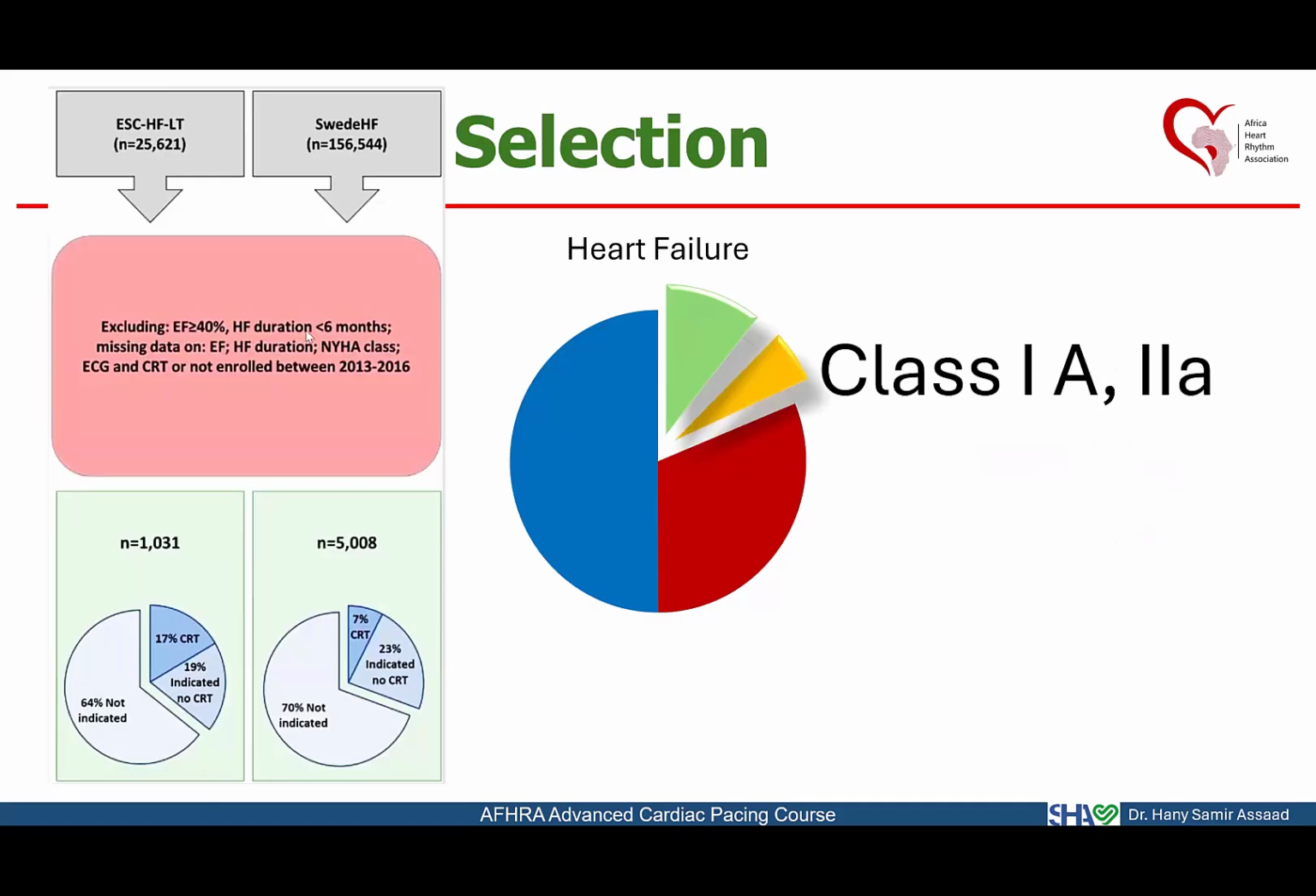This is shown in real-world registries like the Swedish heart failure registry, which showed that about 30 to 35% of HFrEF patients had the indication for CRT. Unfortunately, only one third of those who were indicated received CRT implantation.